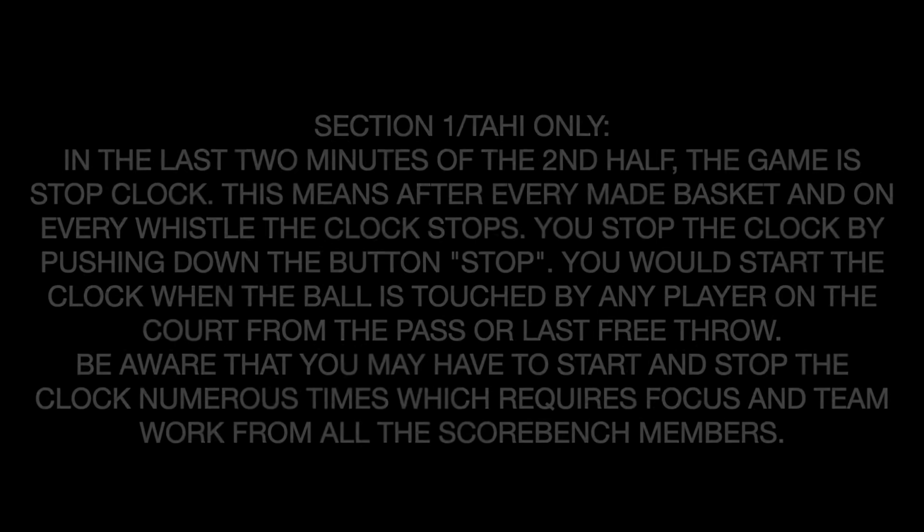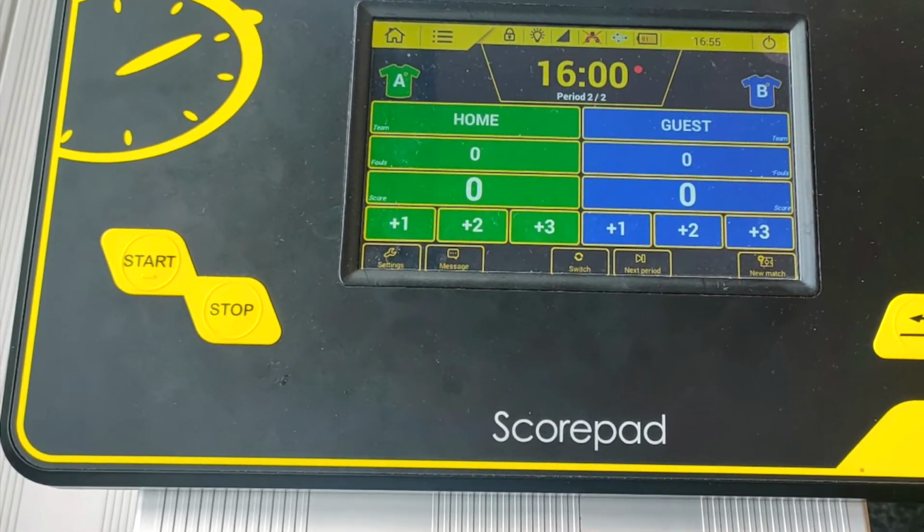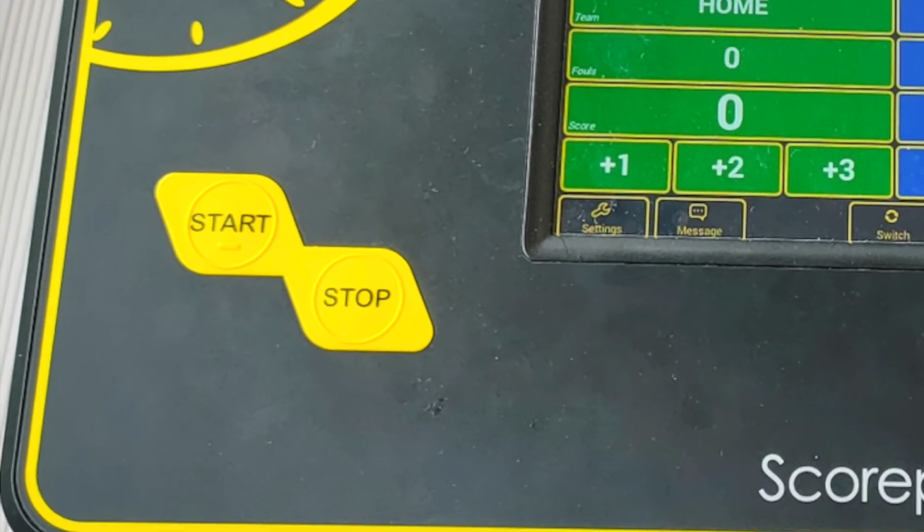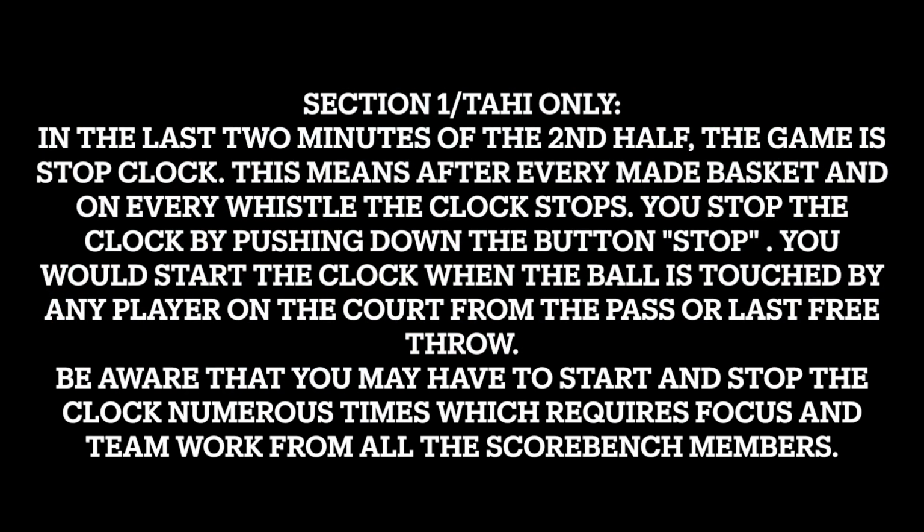You stop the clock by pushing down on the button stop. You would start the clock when the ball is touched by any player on the court from the past or last free throw. Be aware that you may have to start and stop the clock numerous times, which requires focus and teamwork from all the bench members.